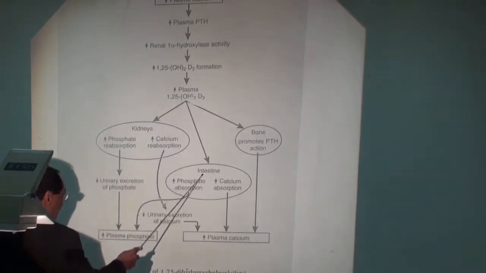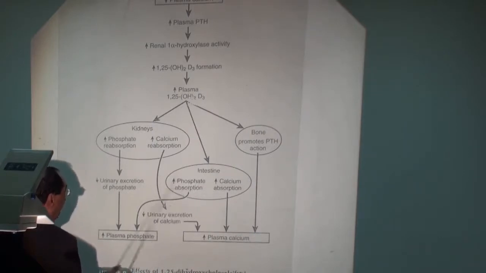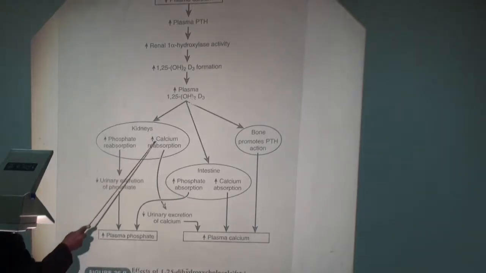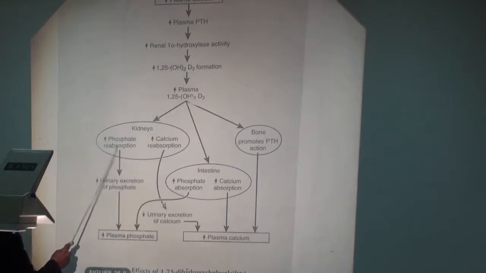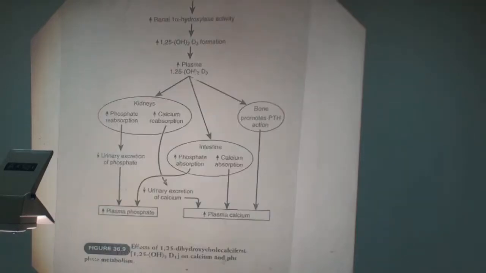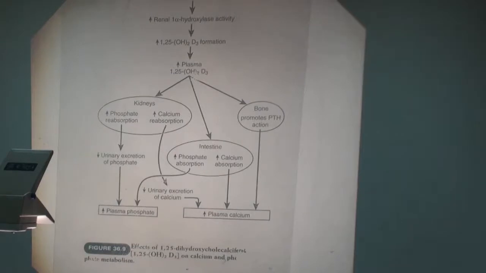This derivative of vitamin D or hormone D functions on the intestines to increase calcium absorption and also phosphate absorption. It also functions on the kidney to increase calcium reabsorption and phosphate reabsorption. You see, vitamin D increases both plasma calcium level and plasma phosphate level. You understand that vitamin D is responsible for the mineralization of the bones.